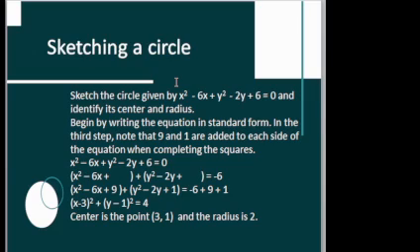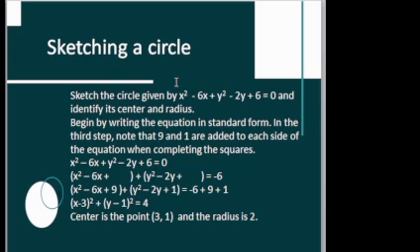So we have x minus 3 squared, and for the variable y also, the square root of y squared is y, and the square root of 1 is 1. Since the middle term is negative 2y, our sign is also negative. So that is why we have y minus 1 squared, and the right side is 4, because negative 6 plus 9 is 3, plus 1 is 4.